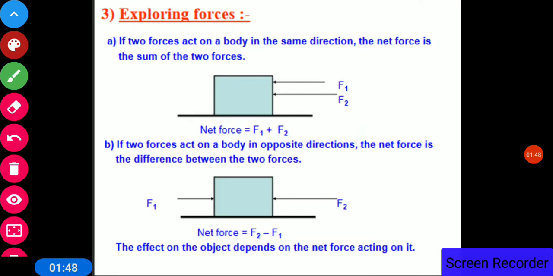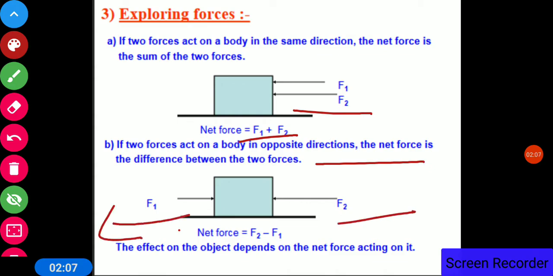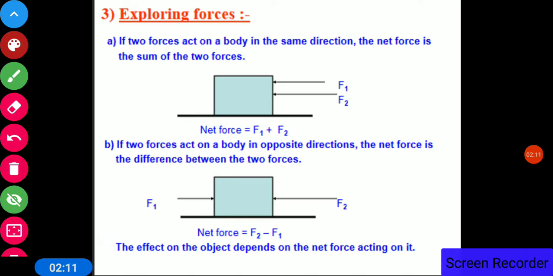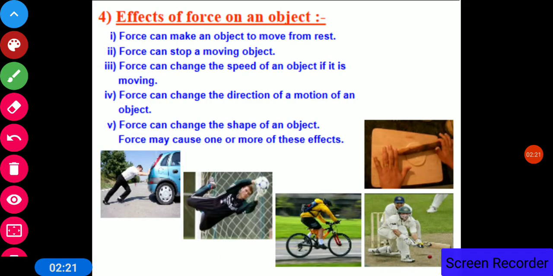Now, if two forces act on a body in the same direction, the net force is the sum of the two forces. Here, both forces are acting in the same direction, so they will add up and the total force will be F1 plus F2. If the two forces act in opposite directions, like F1 in this direction and F2 in this direction, the resultant force, the net force, will be the difference of these two forces. So the effect on the object depends upon the net force acting on it.